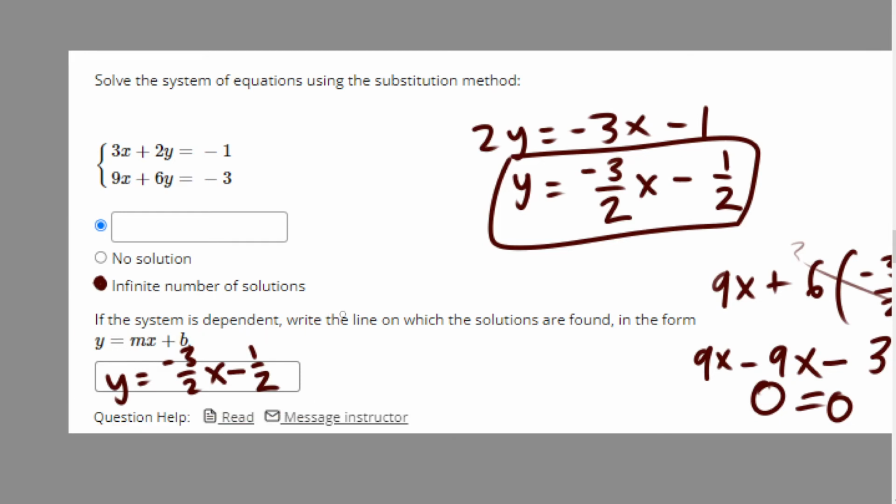So that ending part is a little interesting, just because we had to think about what line the solutions are found on. So yeah, if you have any questions, please let me know and I'll answer it as soon as possible.